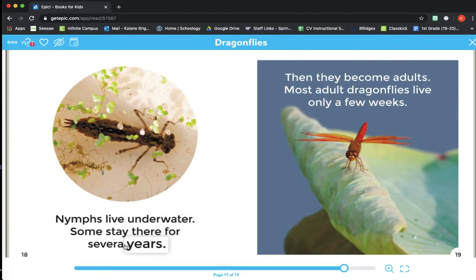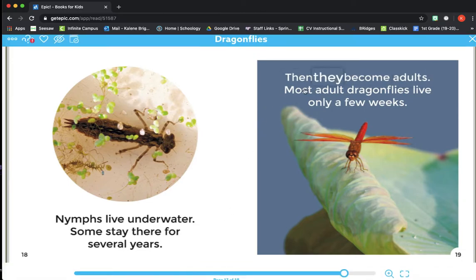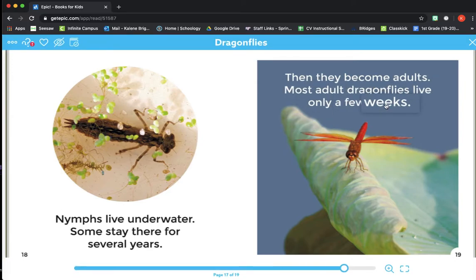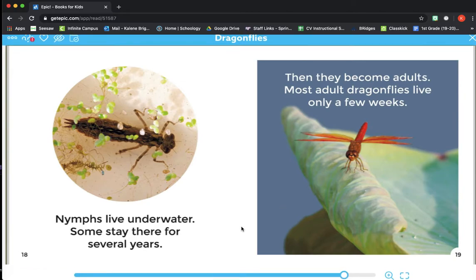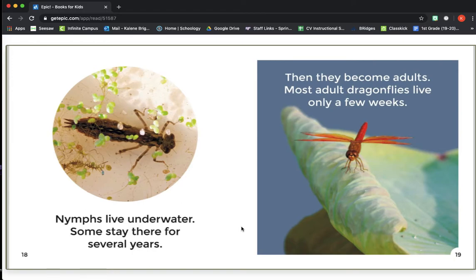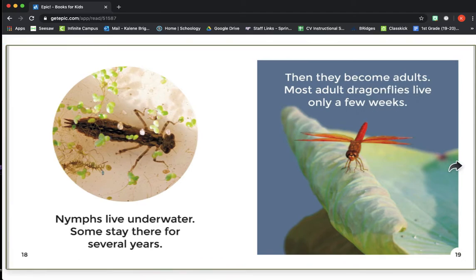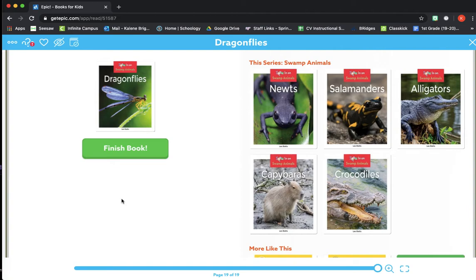Some stay there for several years. Then they become adults. Most adult dragonflies live only a few weeks. I want you to pause on this page and see if you can find any other compound words. Oh, there it is, underwater. Under plus water equals underwater. And then we have dragonflies again. And that is the end.